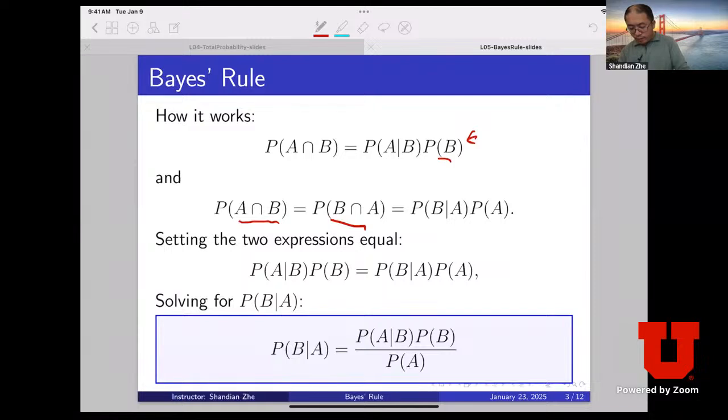When we look at P of B intersection A, you apply this result again. Here you can just replace A by B and B by A. It's the same thing, you just change the symbol. The result will be the same, but the right-hand side will be the marginal probability of A times the conditional probability of B given A.